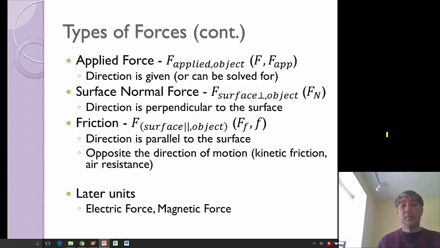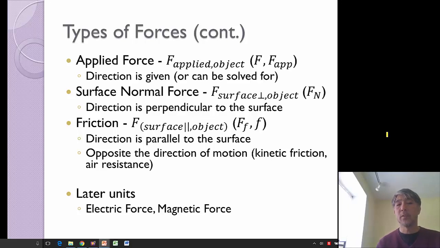Okay, a major force that's often overlooked is the surface normal force. This is the force of the surface that is perpendicular to the surface. If I'm standing on the floor, it's pushing me up to keep me from sinking down through the floor. So this is that surface normal force. Its direction is simply perpendicular to the surface. We'll use an abbreviation of F sub n, or in long form, it's force of surface perpendicular, comma, object.